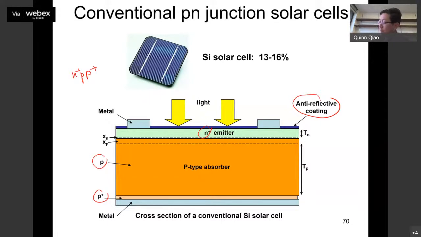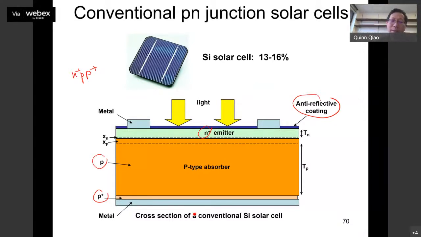That's the reason. If you think about silicon, the reflection itself can be 30%. And then on top of that, N plus, you call it the emitter, right? On top of that, you have the metal, and that's how you fabricate the solar cell.